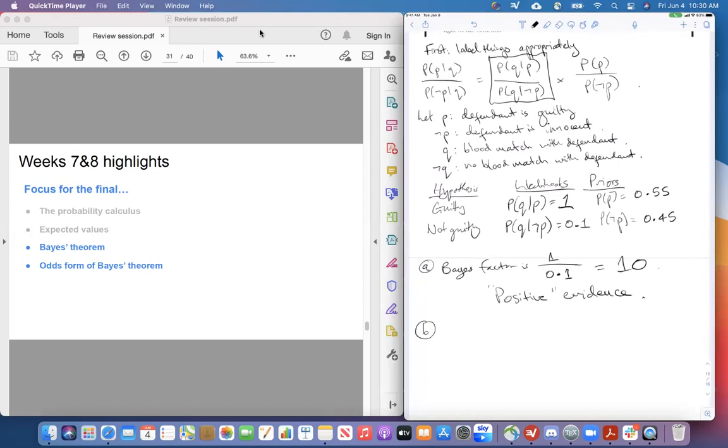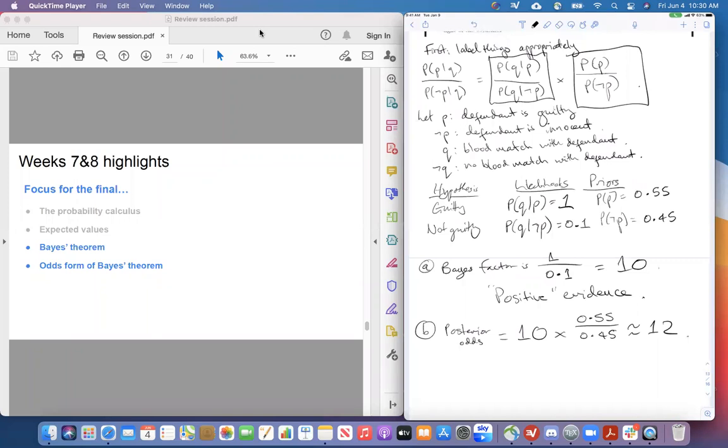So for B, posterior odds equals the Bayes factor, 10, we've just calculated it, times the prior odds, I'm looking up here, P of P over P of not P, 0.55 over 0.45. I think, plug this in to a calculator. Yeah, this comes out to around 12. That's all you need to do to calculate the posterior odds.